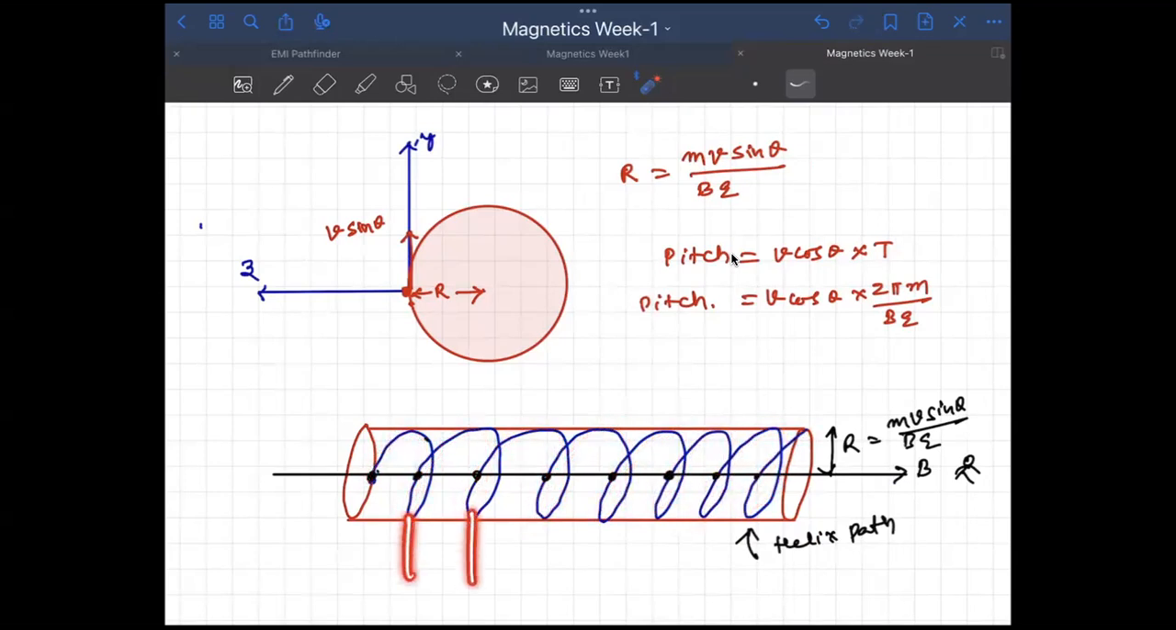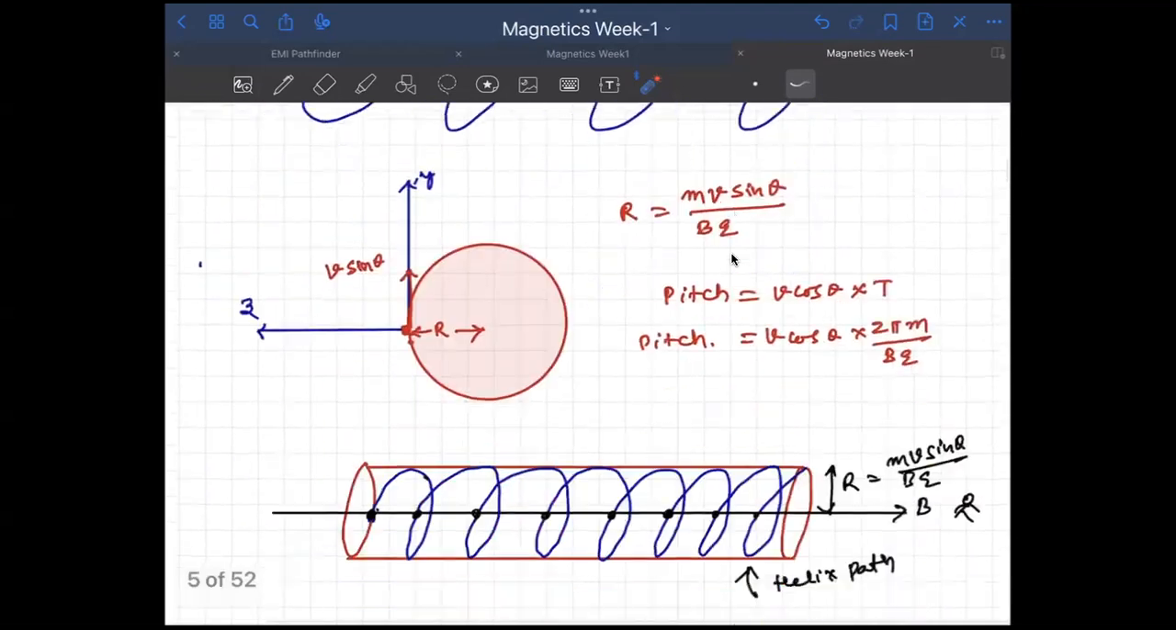And this gap is pitch. Got the point? Sure? So I have done 2 cases today.